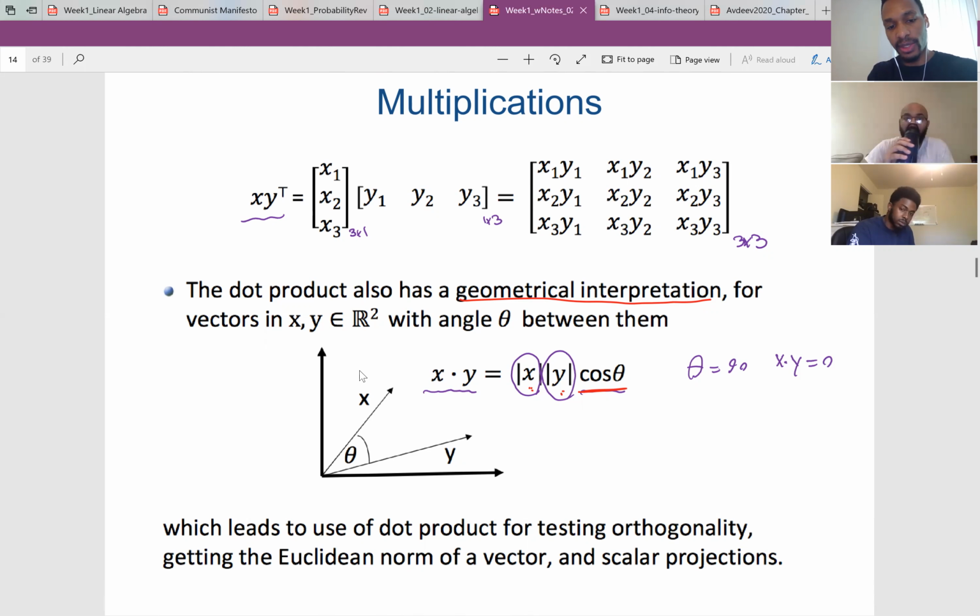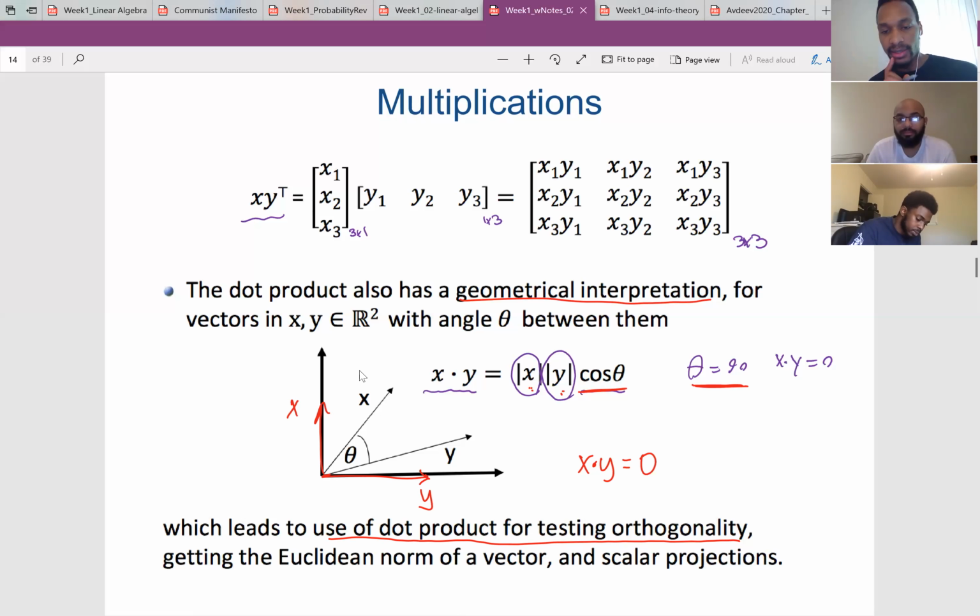So this is what leads to the use of dot products for testing orthogonality. Remember that we talked about how when vectors are orthogonal to each other, the dot product is equal to 0. You can see that if X is here and Y is here, then the theta between them is 90, and cosine of 90 is 0.